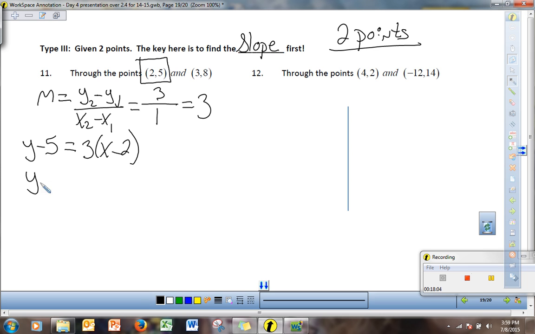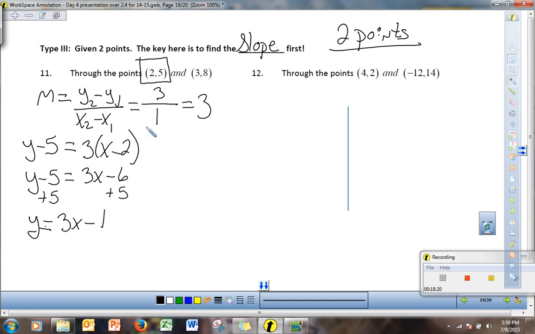Let's distribute: y minus 5 equal 3x minus 6. Let's add 5 to both sides. So I've got y equal 3x minus 1. I won't do this on every problem.